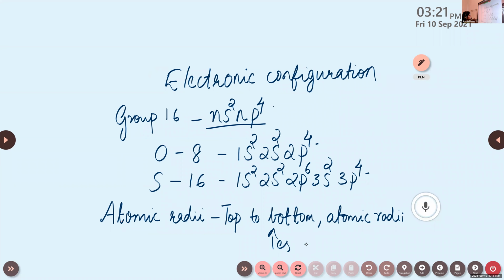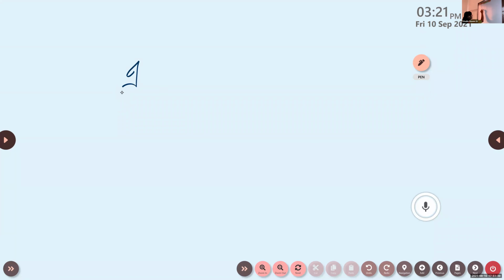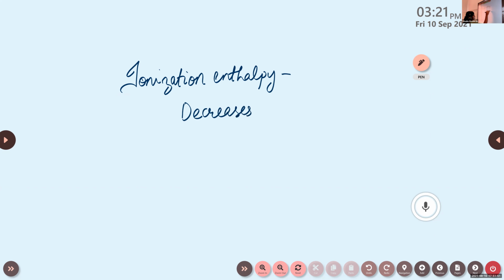Okay, so we have discussed electronic configuration and atomic radii. Then we are moving to ionization enthalpy, with the same trend followed as in the previous group. Ionization enthalpy decreases from top to bottom, right? So you can write there: ionization enthalpy decreases from top to bottom, due to the increase in size.